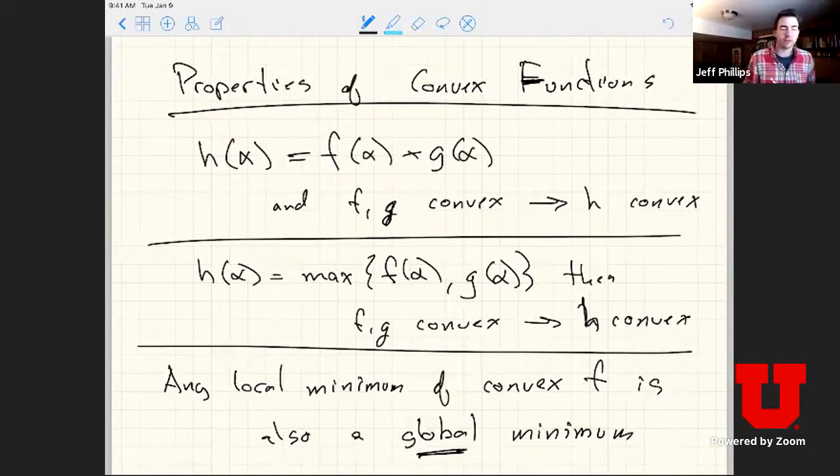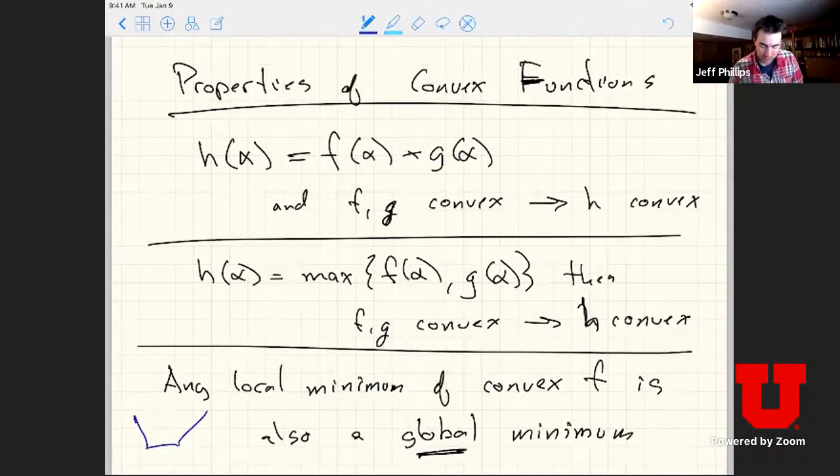Okay, and if I have a strictly convex function, we'll define what strictly convex means later, then there's going to be a single minimum. It's going to be the global minimum. Okay, I can have a convex function that is going to have multiple minimums still.